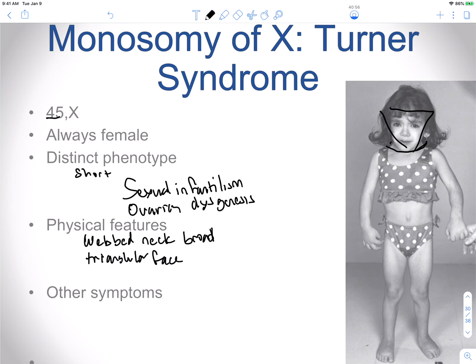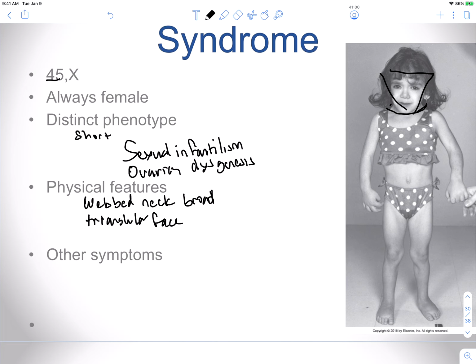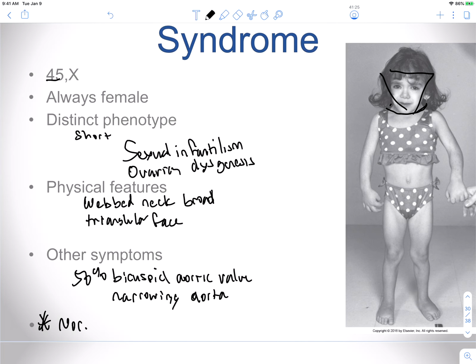Some are going to have heart defects. 50% will suffer from a bicuspid aortic valve. Others are going to have narrowing of the aorta. And then you can also have kidney defects. However, what's important here is they have normal intelligence.